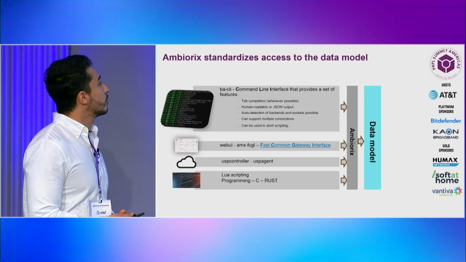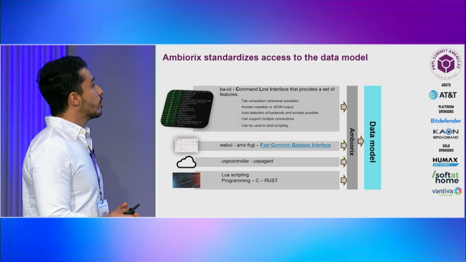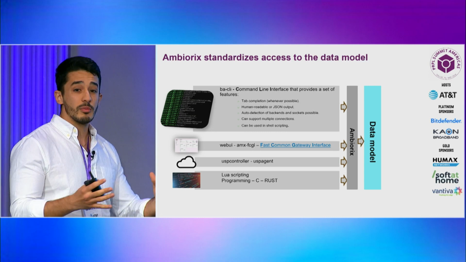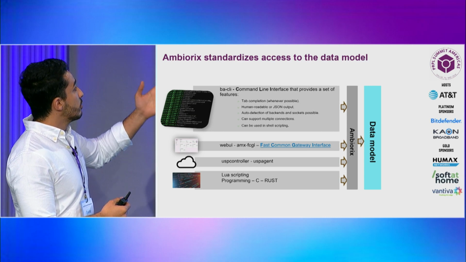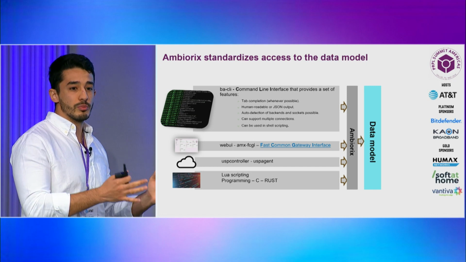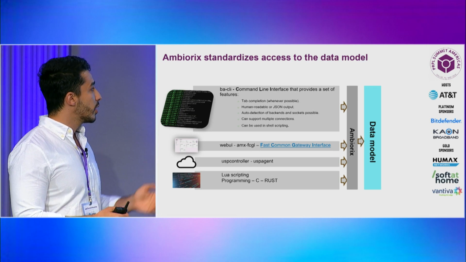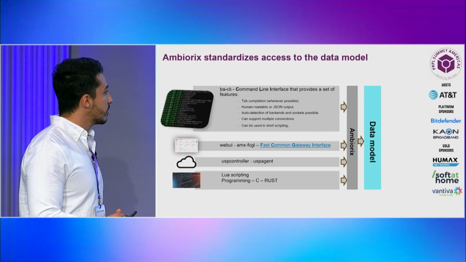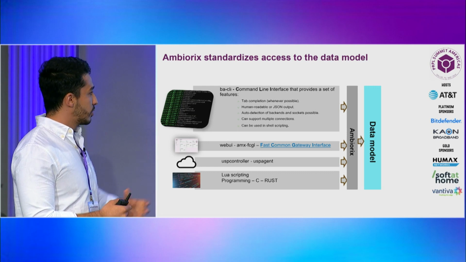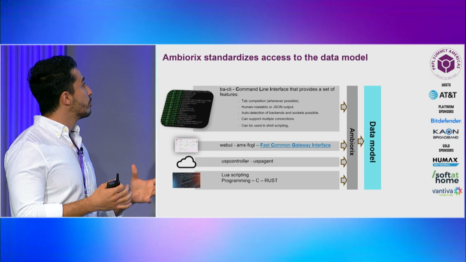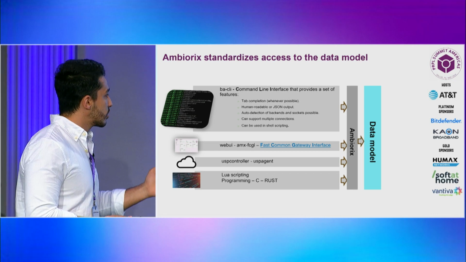So let's have a look at the different tools provided by Ambiorix to interact with the data model. The first tool is a command line interface. It can be used if you have a terminal open on a router like SSH or a serial terminal. Its name is BA CLI. BA is for bus agnostic. The other tool is a fast common gateway interface. It allows the web UI to interact with the data model over a socket. It also gives a way to a USP controller to interact with the data model using the USP agent. And last, Ambiorix gives a lot of helpers to interact with the data model using C or Rust programming.